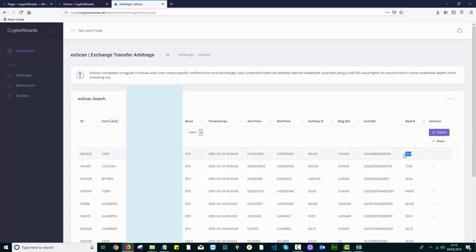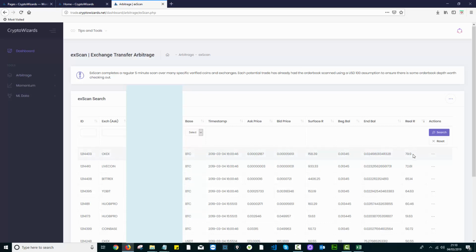I mean, here's another opportunity. 80%, 79.9%. You might be wondering, well, how does that work? How do you know that? Well, here's the thing. If you look here, it says surface rate. So this is the arbitrage rate on the surface. This is saying that if you trade this, you'll get 158% return, which is BS. And we know it's BS.